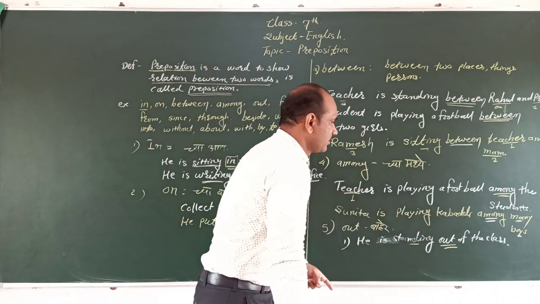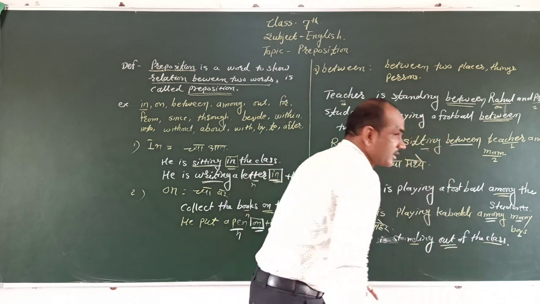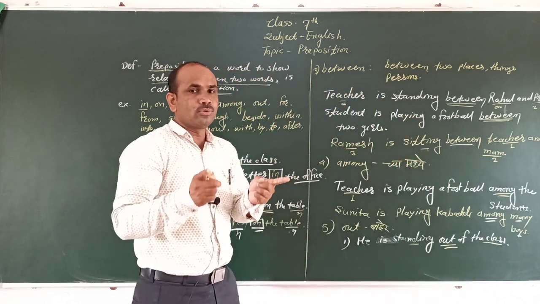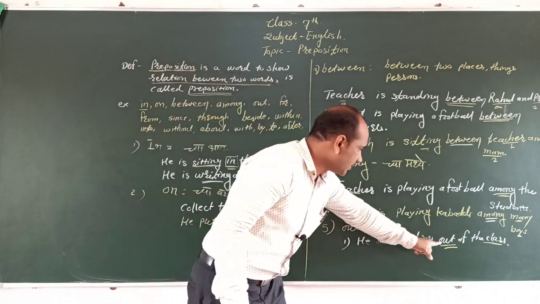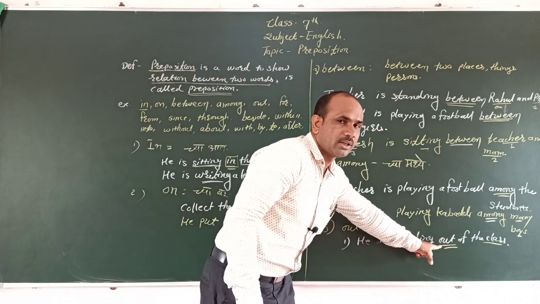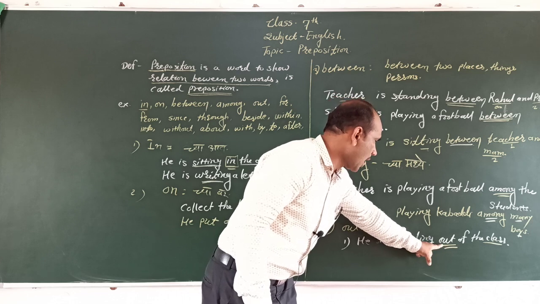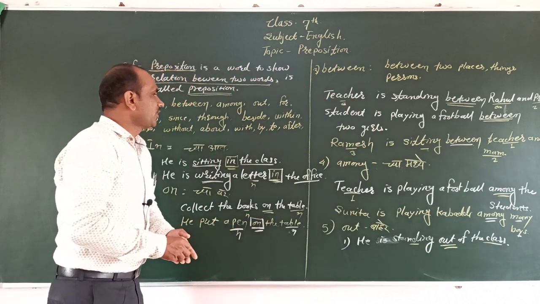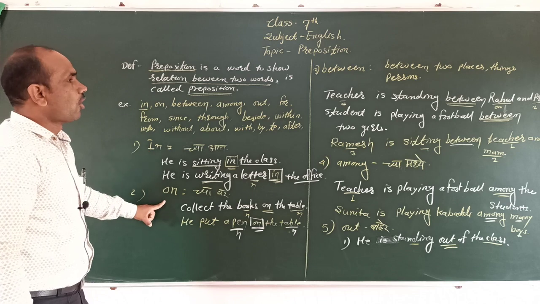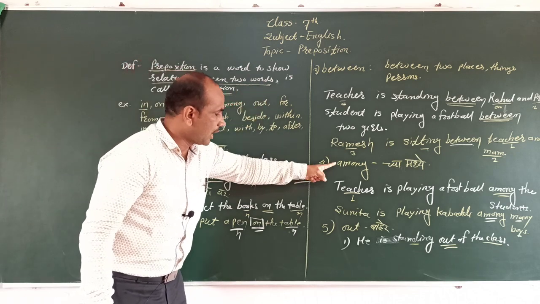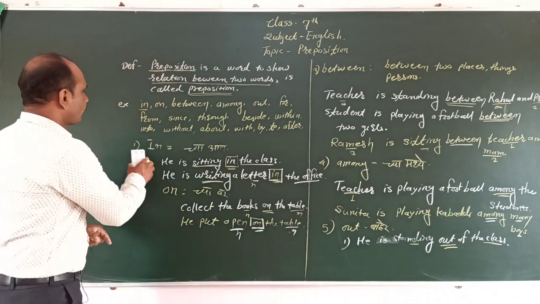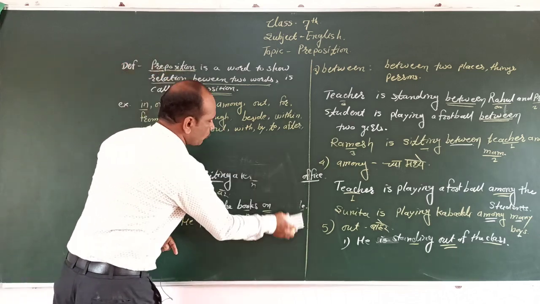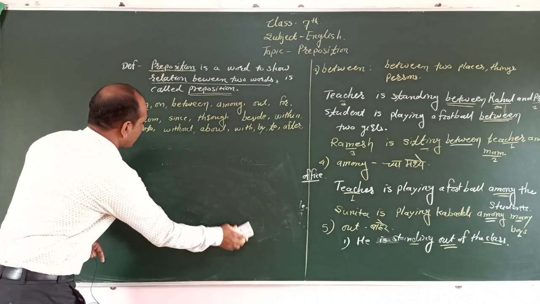This is the one action, and class is a second noun. Between the two, one action and one noun, we are showing the relation, and therefore we call it a preposition. Preposition, out. In this way we discuss in, on, between, among and out. Other prepositions are for, from, since. These prepositions now we discuss here.